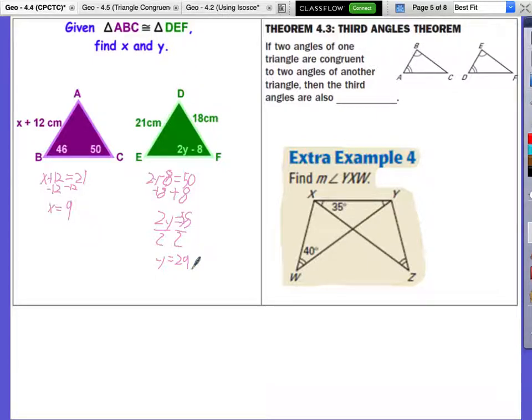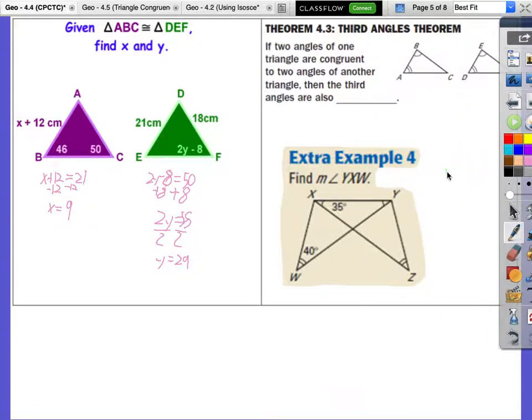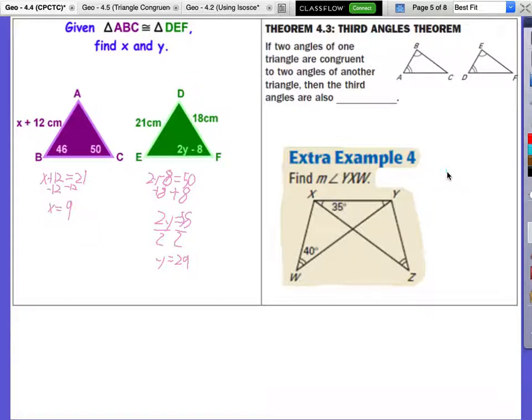Okay. So, we're gonna talk about the third angles theorem. If two angles of one triangle are congruent... Number 29, what did you get? Okay. So, 2y minus 8 is equal to 50. You add 8 to each side. 2y is equal to 58. So now, Kaylee, when I say, does anyone disagree, about 3 times, that's your chance to say something, okay?